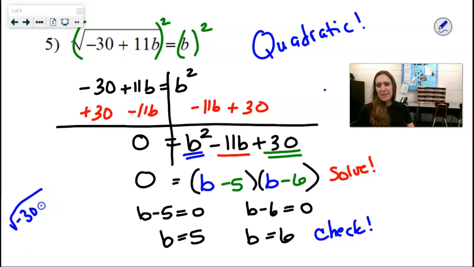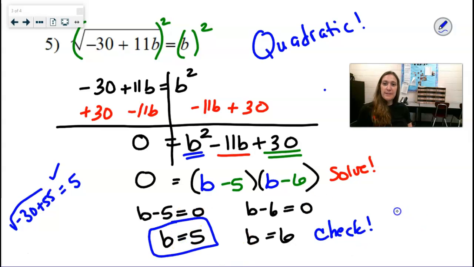and then 11 times 5 is plus 55. And on the right side, I would get 5. So this is square root of 25, which is 5, check. So 5 works. I'm going to box it in. But what about 6? Because one could work, neither could work, both could work. So they're all options, I guess is what I'm saying.